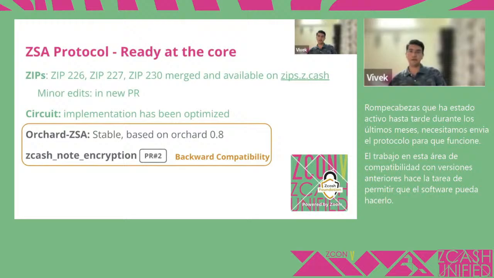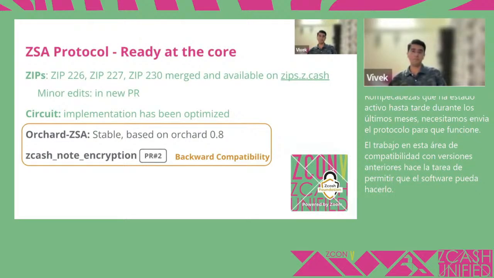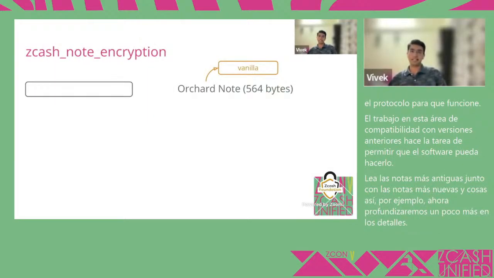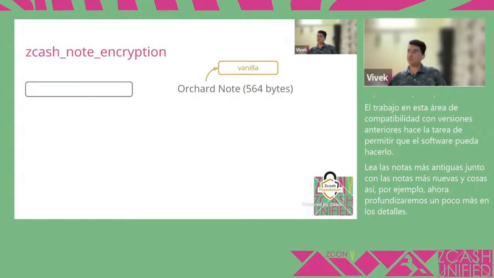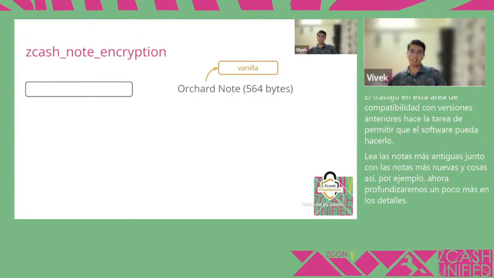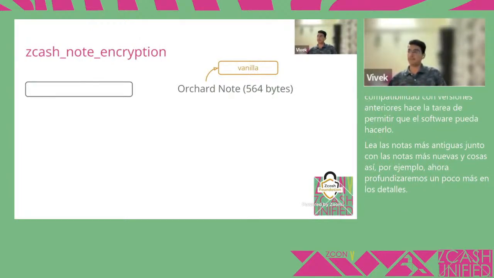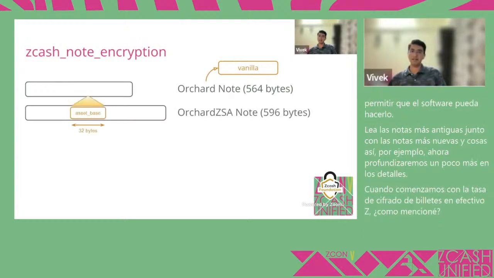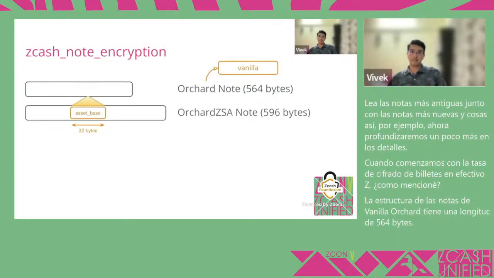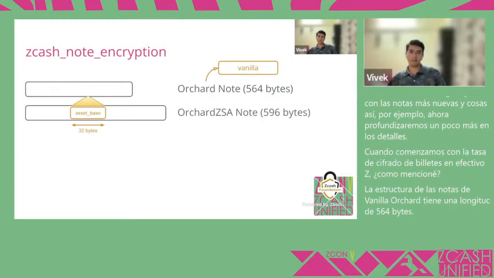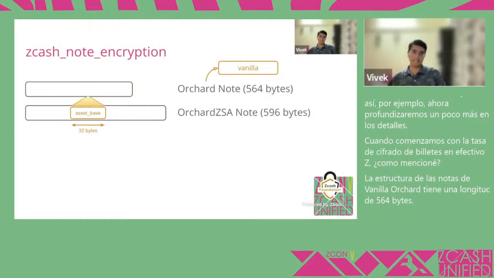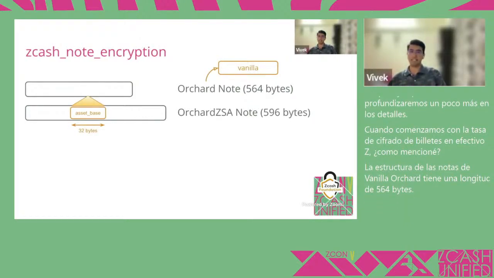We'll dive a little bit more into the specifics now. We'll start with the Zcash note encryption crate. So, like I mentioned, the vanilla Orchard note structure is 564 bytes long. And in the Orchard ZSA note, we have to now include details of the asset base, whether it is native ZEC or otherwise some custom asset.